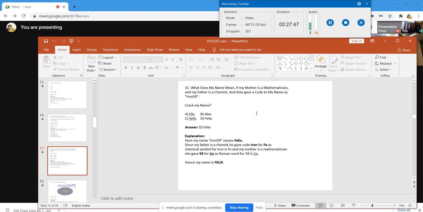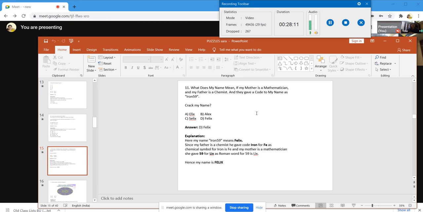Guess what my name means, if my mother is a mathematician and my father is a chemist. They gave a code to my name as Iron 59. So what is my name? Iron 59. Immediately we think, iron is nothing but Fe. The symbol is Fe. For that only they have given a code, 59.